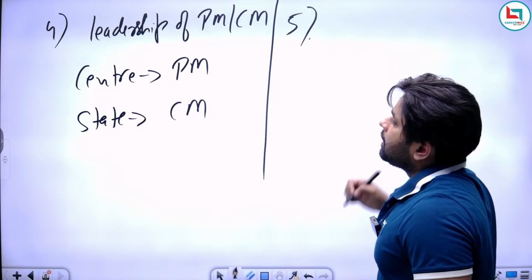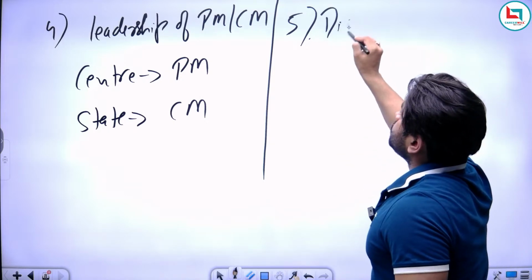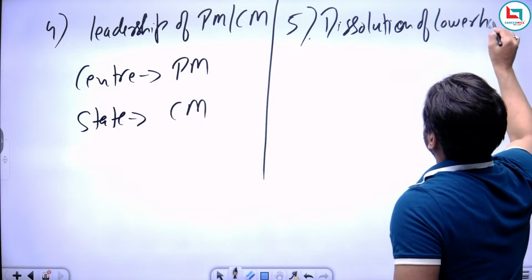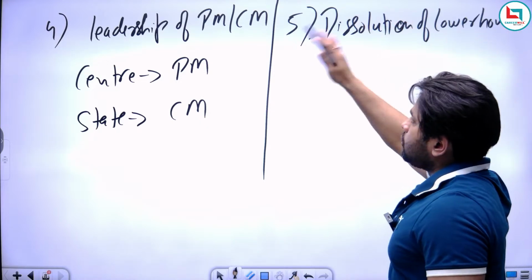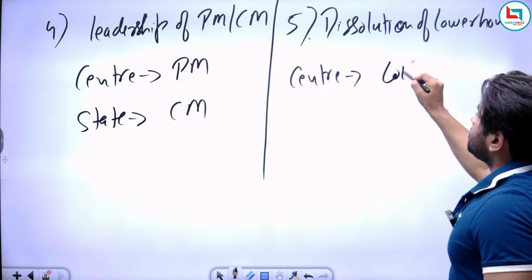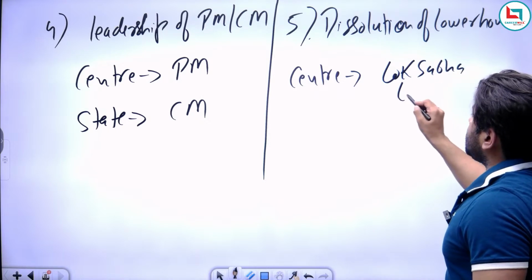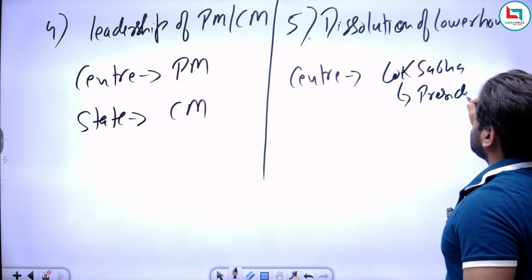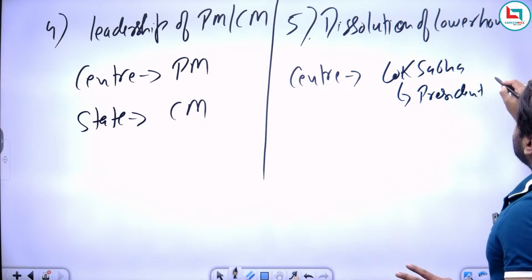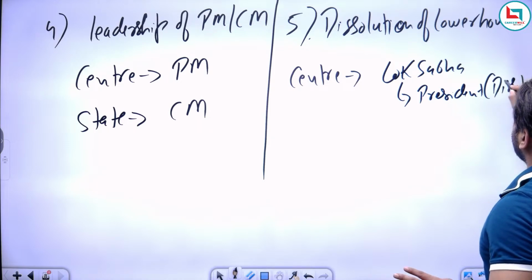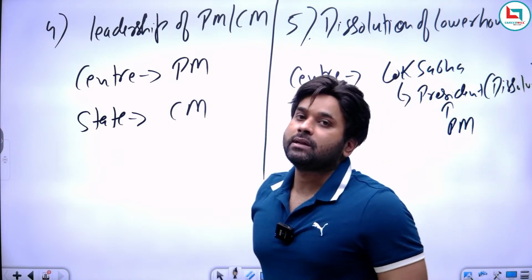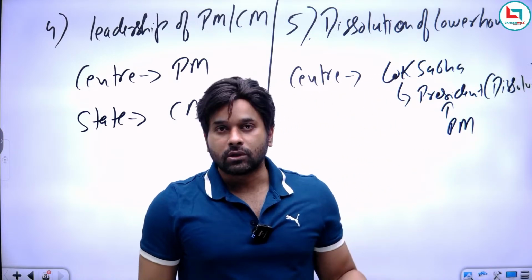Now the fifth feature. The fifth feature is dissolution of lower house. So dissolution of lower house means at center, lower house is Lok Sabha, and Lok Sabha can be dissolved by the president. So which authority is responsible for dissolving the Lok Sabha? It is the president. Okay, so the president has the power to dissolve the Lok Sabha, but this happens only when Prime Minister recommends. So it is only on the recommendation of Prime Minister that the president has the authority to dissolve the Lok Sabha.